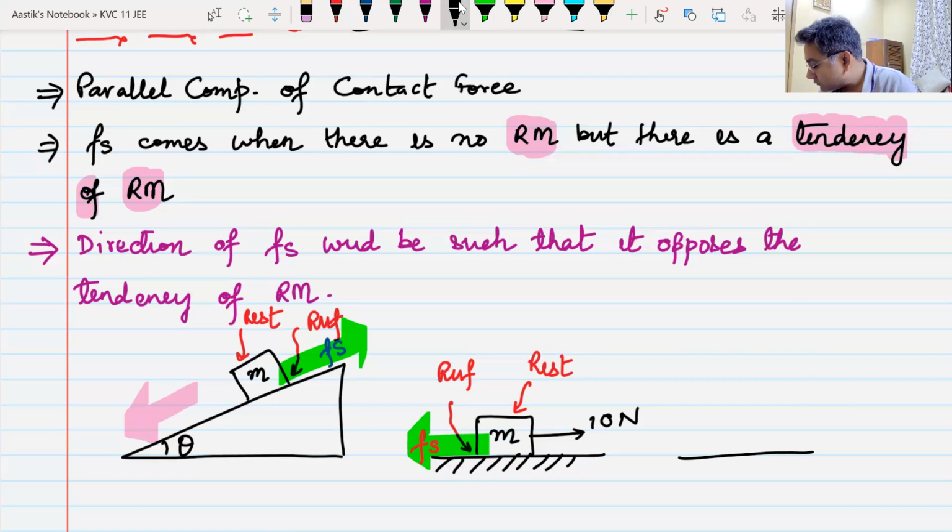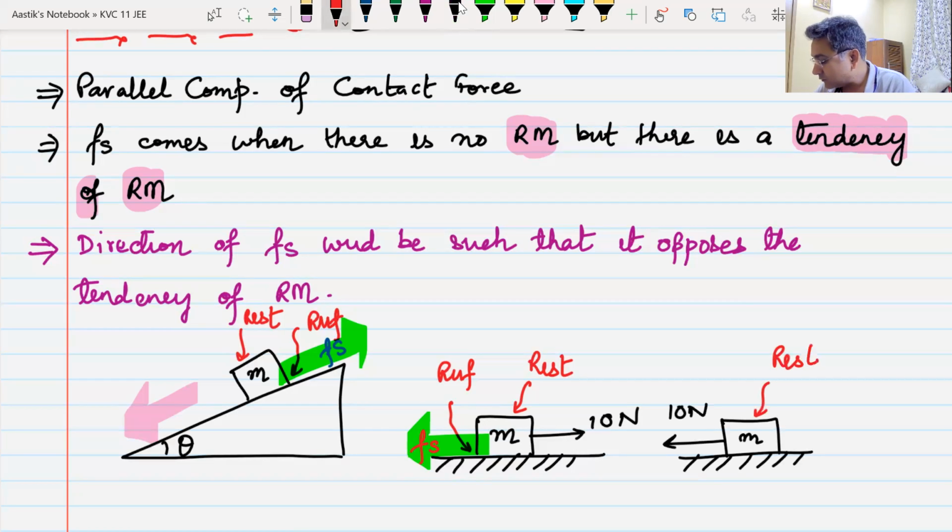Second case scenario. I said, okay, static friction, you are acting smart. Let me be more smart. I want to make this static friction get confused. Now I start to apply this 10 Newton force on the reverse side. The body still remains at rest. I want to confuse static friction. But now static friction again understands. What is the direction of static friction now? Left side.